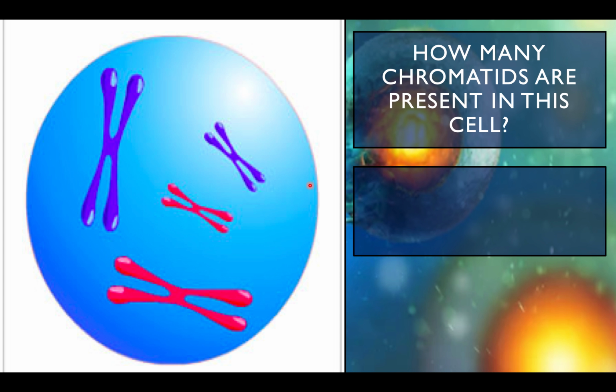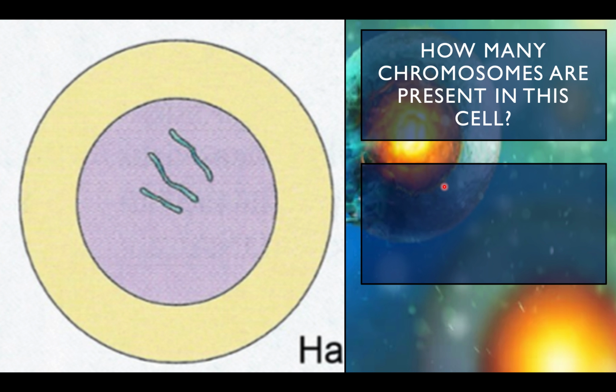How many chromatids are present in this cell? You need to know the difference between chromatids and chromosomes. The answer here is 8. We have 4 duplicated chromosomes. For each duplicated chromosome, we have 2 chromatids, so that means we have 8.